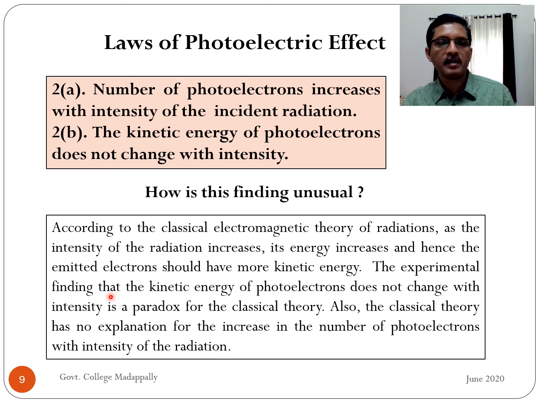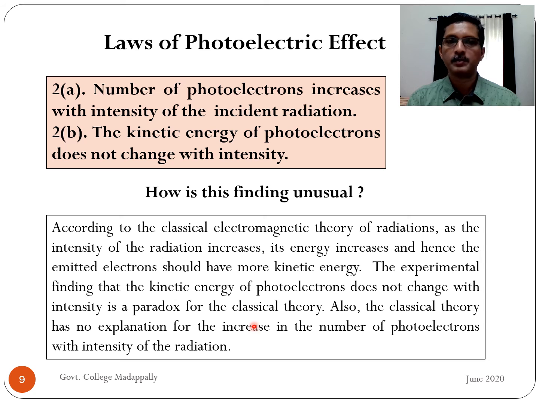That means their kinetic energy should increase according to classical electromagnetic theory. But what is the experimental finding? That the kinetic energy of photoelectrons does not change with intensity. This is a paradox for the classical theory. According to the expectation based on classical electromagnetic theory, as the intensity of the incident radiation increases, the kinetic energy of photoelectrons should have increased. But experimentally, what we find is that there is no increase in the kinetic energy of photoelectrons with intensity.